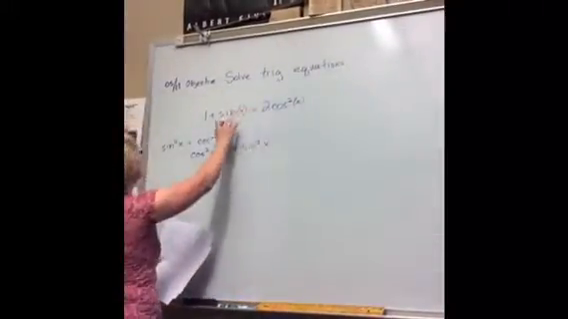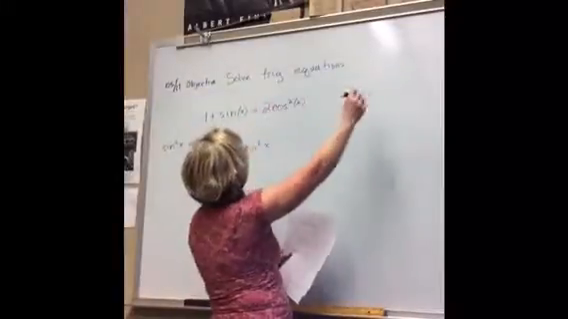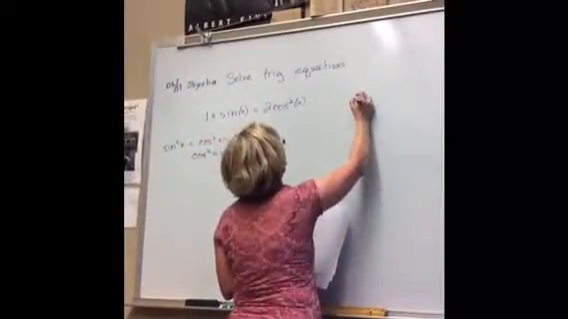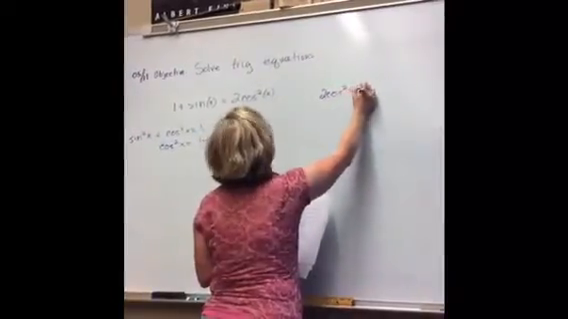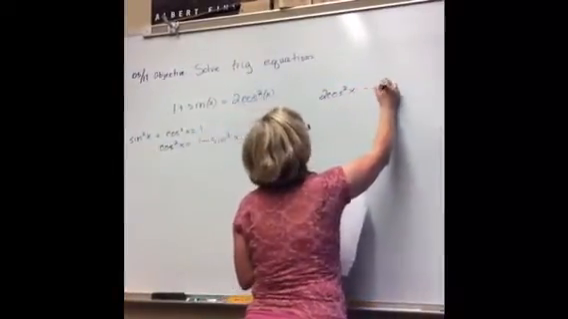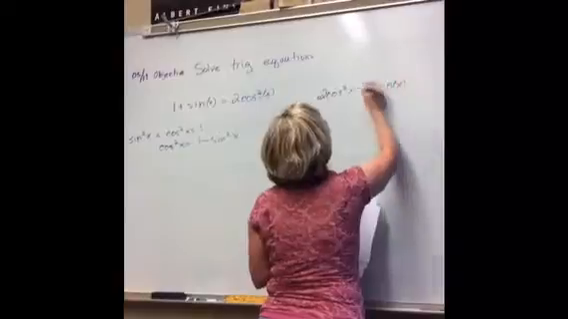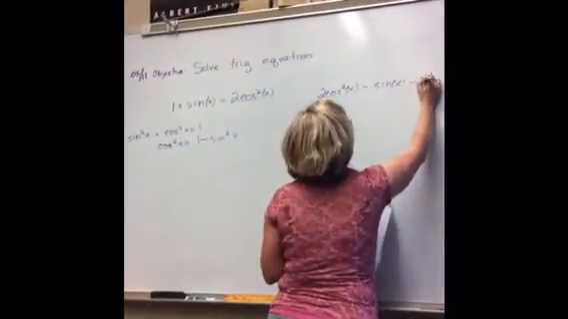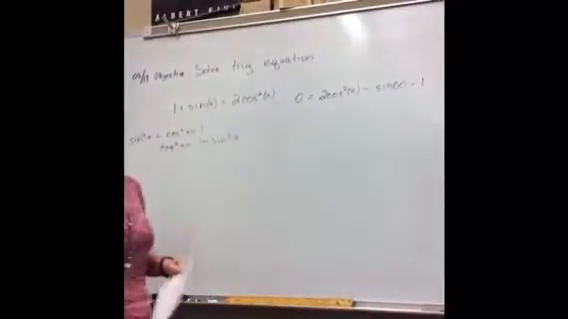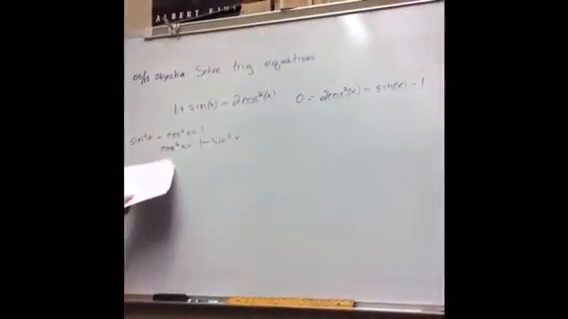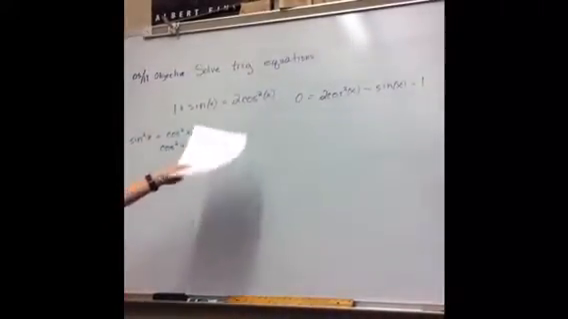So what we did, you said, well, let's get everything on this side. So we said 2 cos squared x minus sine of x minus 1, and we said that that was equal to 0, I believe. Then we did this, and then we subbed that in.